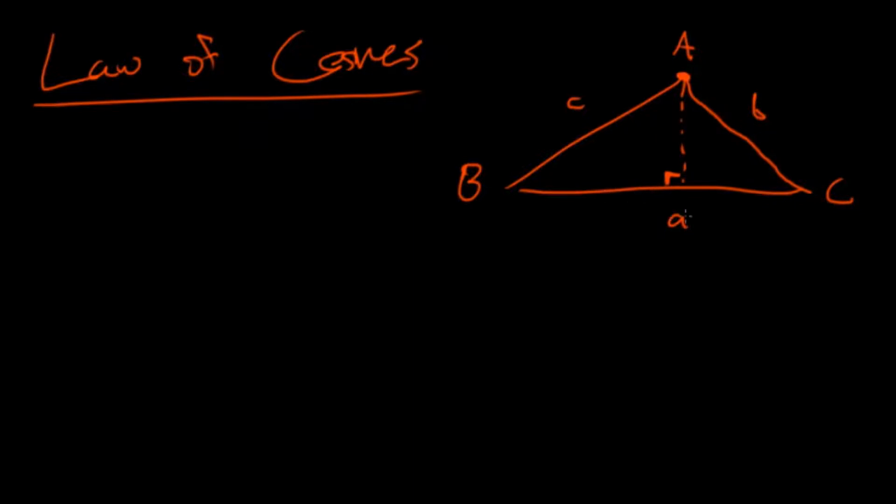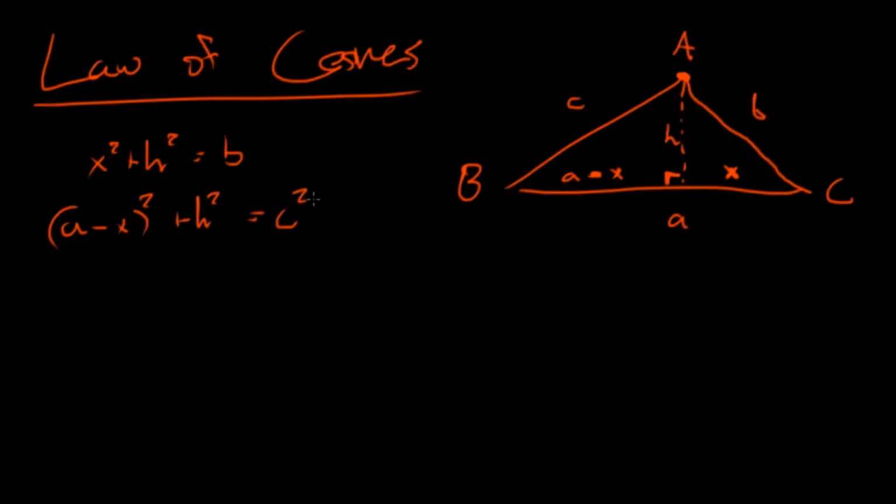So what does this mean? If this whole side is a, then let's call this part right here x, which would make this a minus x. Why is this the move? Because now we have some right triangles that we can work with. What equations do we get from these right triangles? Well, we get x squared plus h squared equals b squared, h being the height of this triangle. And we also get (a minus x) squared plus h squared equals c squared.